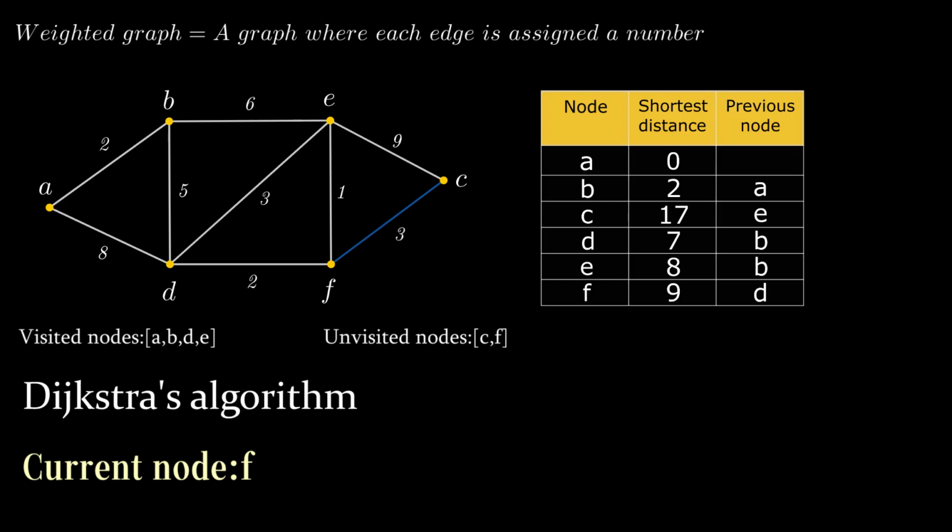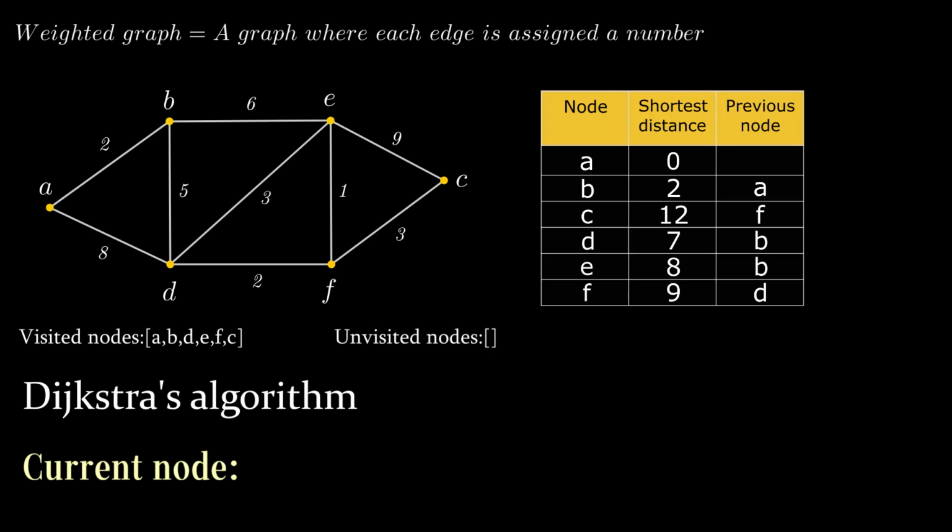And we see we have a distance of 12 from A to C through F, so we update the shortest distance from A to C to 12 and set the previous node to F and mark F as visited. This leaves us with C. Since C has no unvisited neighbors, we mark C as visited as well. So we're finished here, my friends.